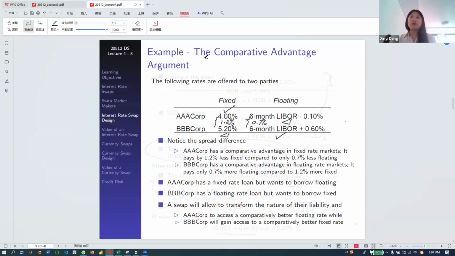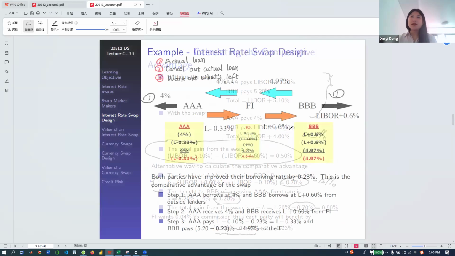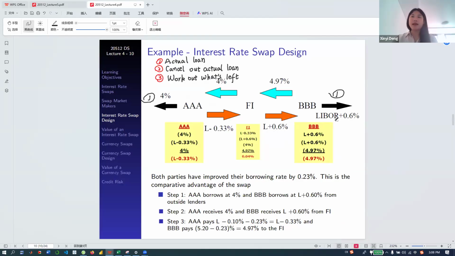If you go back to the table here, BBB Corp has the comparative advantage in the floating market, and that rate is LIBOR plus 0.6%. So that's those two black arrows here. Then the second step, so here step 1 is also written here. AAA borrows at 4% and BBB borrows at LIBOR plus 0.6%.